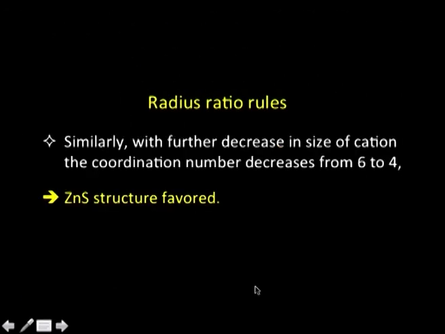And if we go further, when there is a further decrease in the size of the cation, we find that the coordination number decreases further from 6 to 4, and the zinc sulphide structure becomes the favored structure there. Okay. So, with this kind of rationalization, let us try to see how these rules apply to the different structures we are observing experimentally.